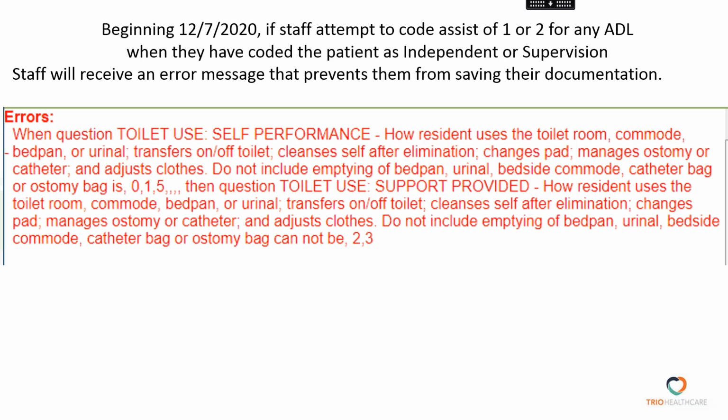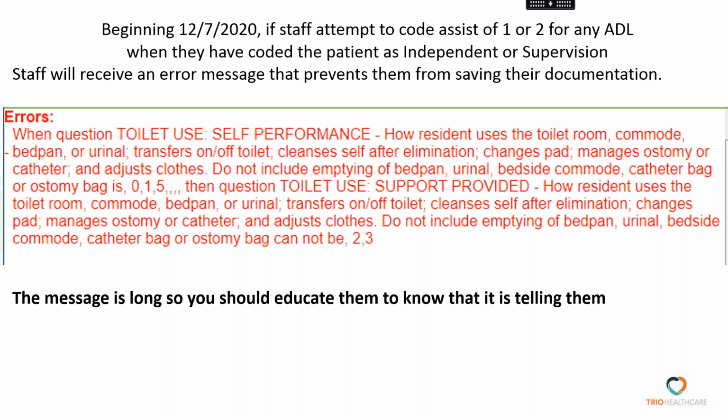They will see this big red error. This one, for the example, is related to toilet use. So it's a lot of words, and I can't expect that the CNAs are going to be reading this error in its entirety and be able to make sense of it, because they don't necessarily know what all these 1, 2, 5s and all of that is. All they need to know is that if this error message comes up, then there's documentation that needs to be fixed before they'll be able to save it.